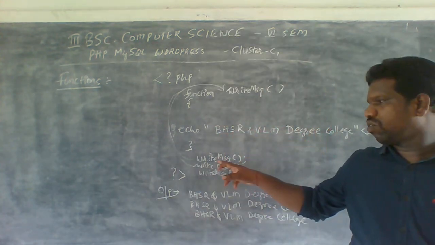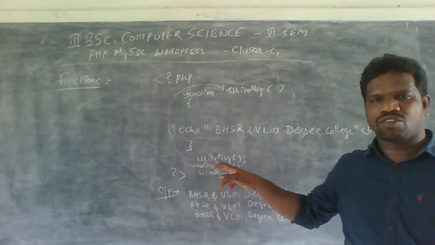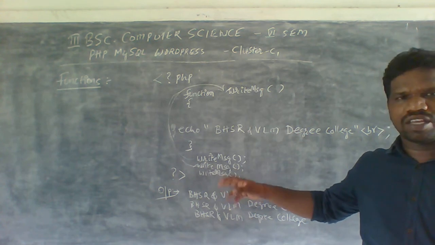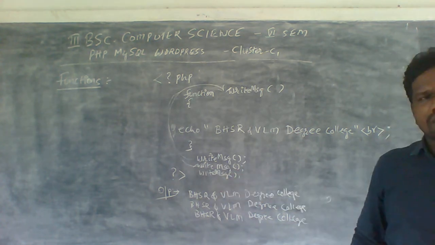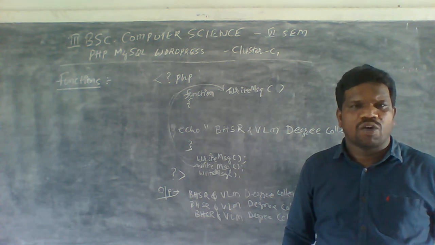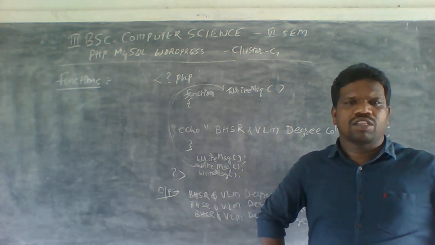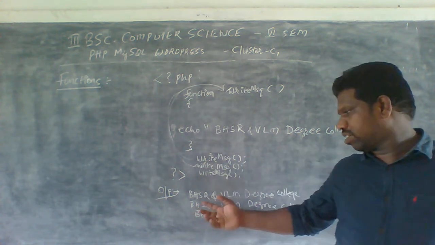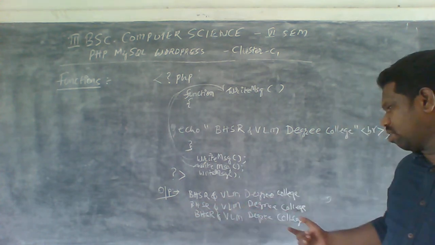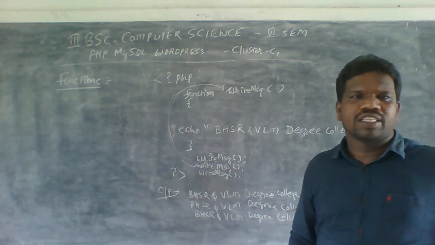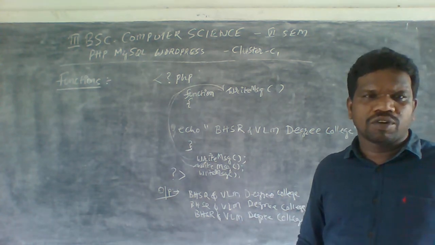I write the function name write message, write message, and write message. The program executes only three times while you call the function write message. In this scenario the program prints three lines: VHSRVLM degree college, VHSRVLM degree college, VHSRVLM degree college. This is the function and code reusability.